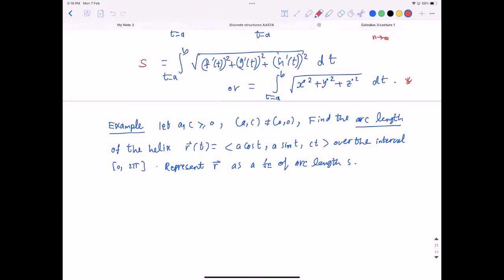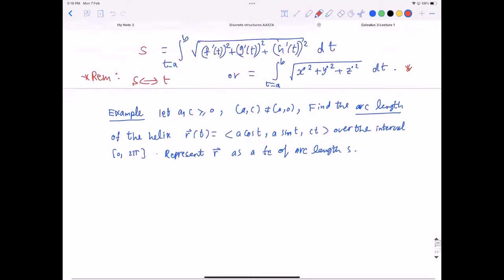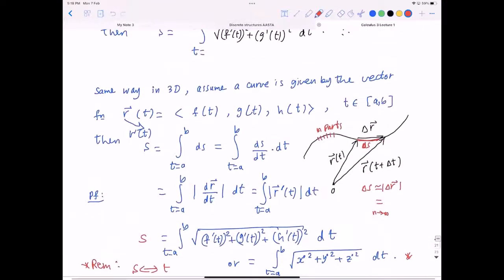So we can change, remark, S can be changed with T to give a new parameterization, like this one in this example. So let's have some example. Any question before going into the example?